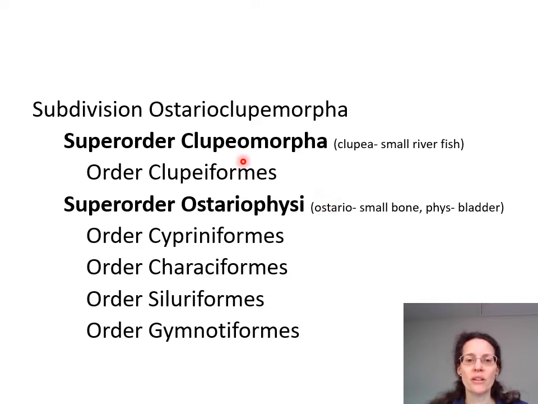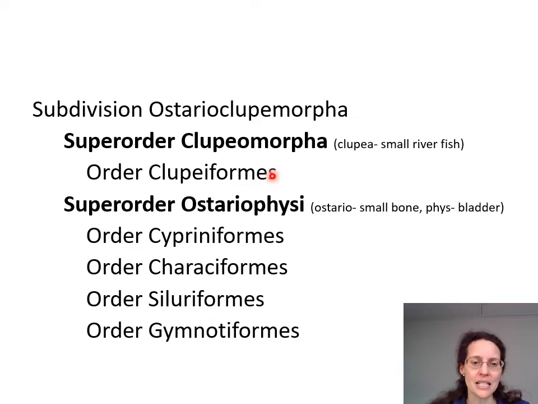So Clupeomorpha, Clupea is a small river fish, which doesn't really help us. Think of herring-like fishes in here. Small, right? Herring. Ostariophysi: ostario is a small bone and physi is bladder. So remember back when we talked about hearing? We talked about that Weberian apparatus that fishes have, the little bones that connect their ears to their swim bladders to act as an amplifier. That's what we see here in this group.